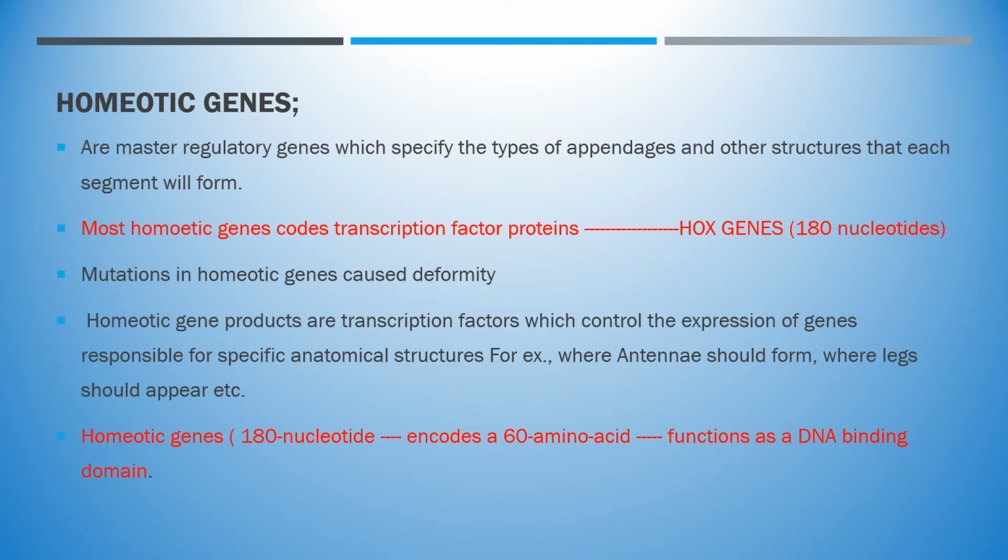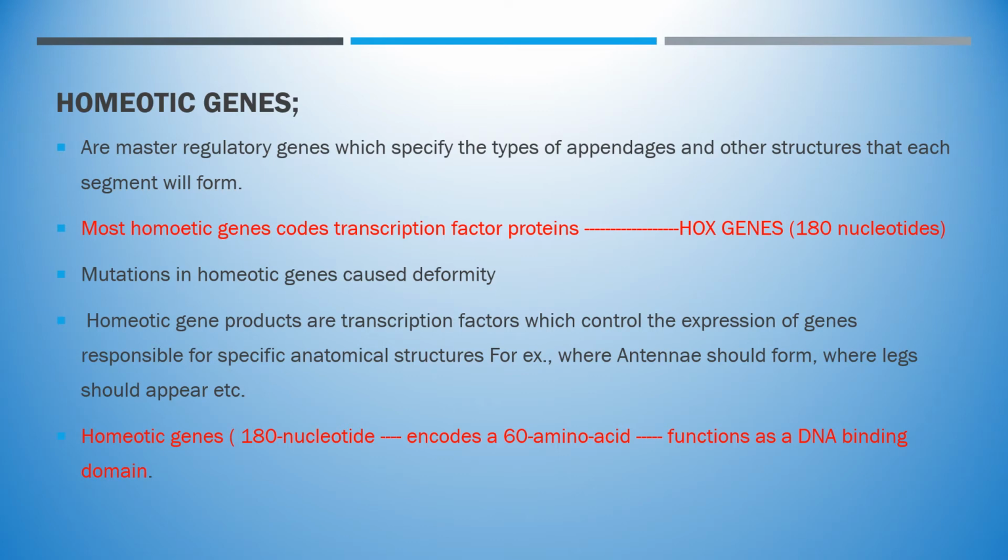Now another set of master genes are homeotic genes. You may call them the master regulatory genes, which specify the types of appendages and other structures that each segment will form. Most homeotic genes code for transcription factor proteins. Hence they are known as Hox genes. That is the interior total polarity genes during the development of the Drosophila. And Hox genes are also found in higher vertebrates. These Hox genes contain 180 nucleotides and 60 amino acids.